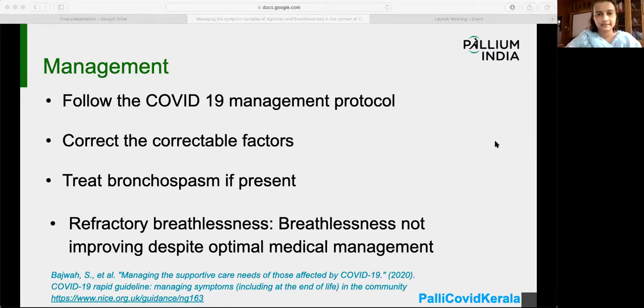Treat the bronchospasm. And then we come to a point when it is described as refractory breathlessness. That's a term that we have used in our ebook, in our algorithm. It's a breathlessness that we have defined as not improving despite optimal medical management. So we start with the first medical management and try to manage symptoms, but the patient still remains symptomatic or the breathlessness doesn't improve with the optimal medical management, which we label as refractory breathlessness.